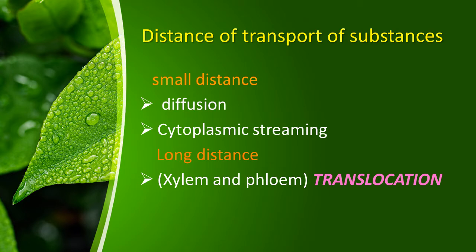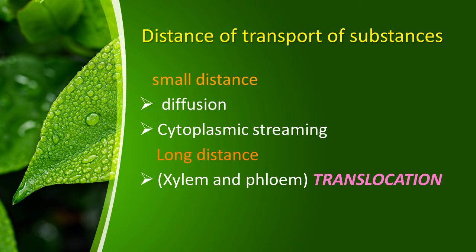Based on the distance these substances move, they are categorized into two types: small distance transport and long distance transport. In small distance transport, the substances move by diffusion and cytoplasmic streaming. In diffusion, the movement may be from one part of the cell to the other part of the cell or from cell to cell. But in cytoplasmic streaming, the movement is within the cytoplasm.